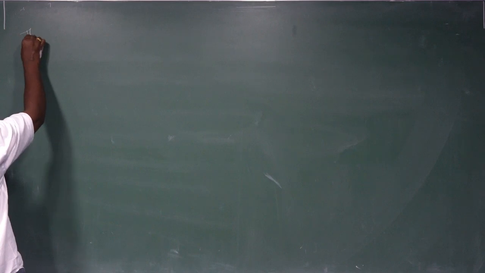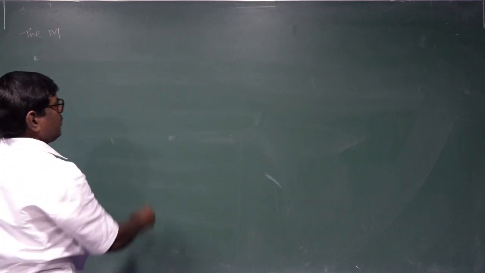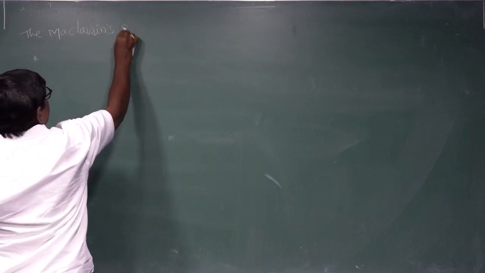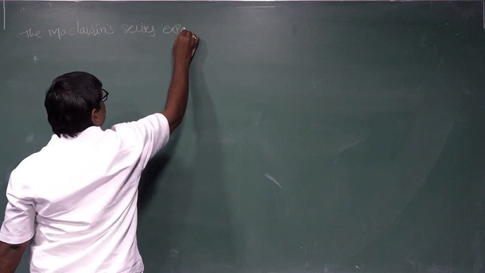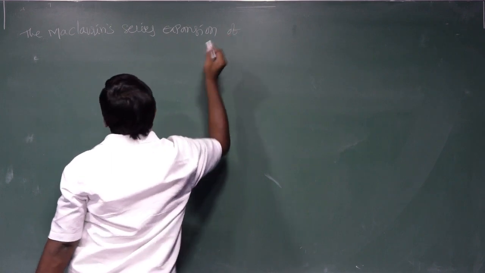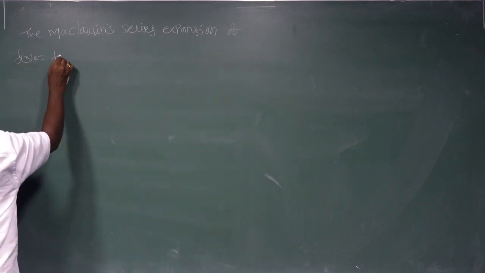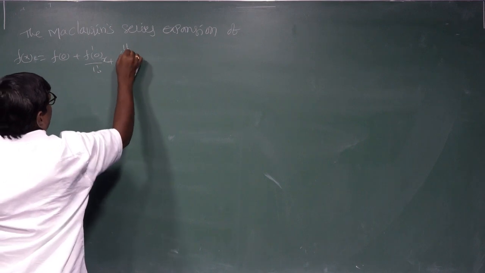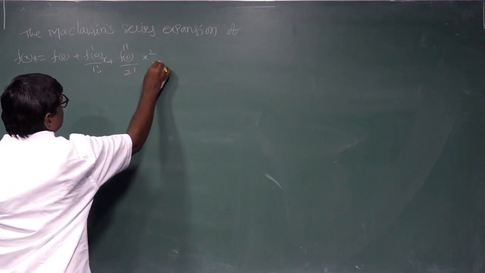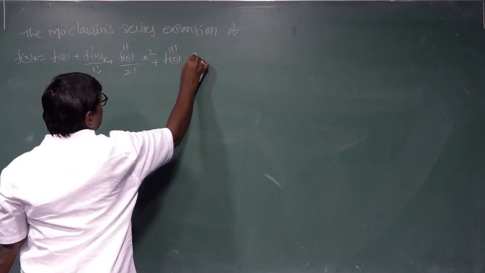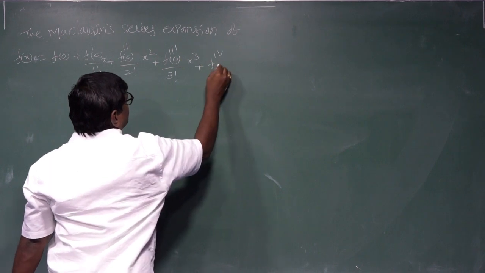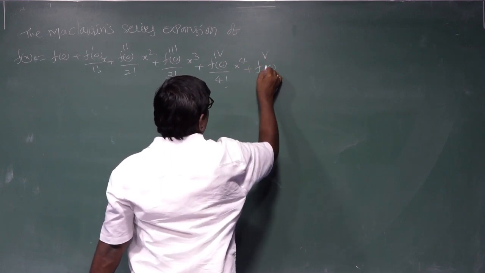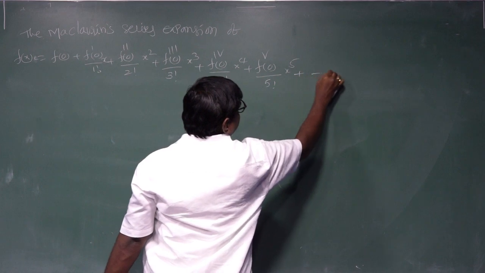Maclaurin series expansion of f(x) equals f(0) plus f'(0) by 1 factorial x plus f''(0) into x square by 2 factorial plus f'''(0) into x cube by 3 factorial plus f^(4)(0) into x power 4 by 4 factorial plus f^(5)(0) into x^5 by 5 factorial plus and so on.